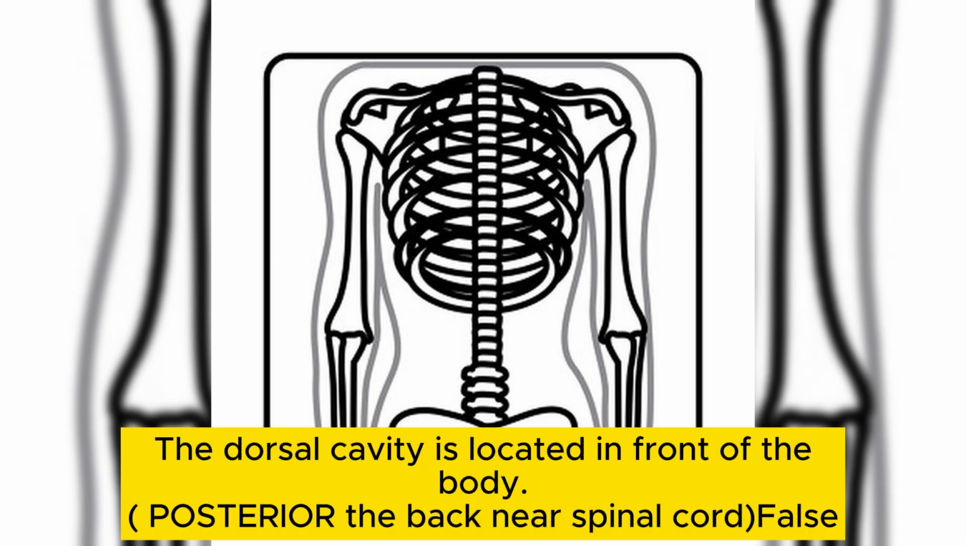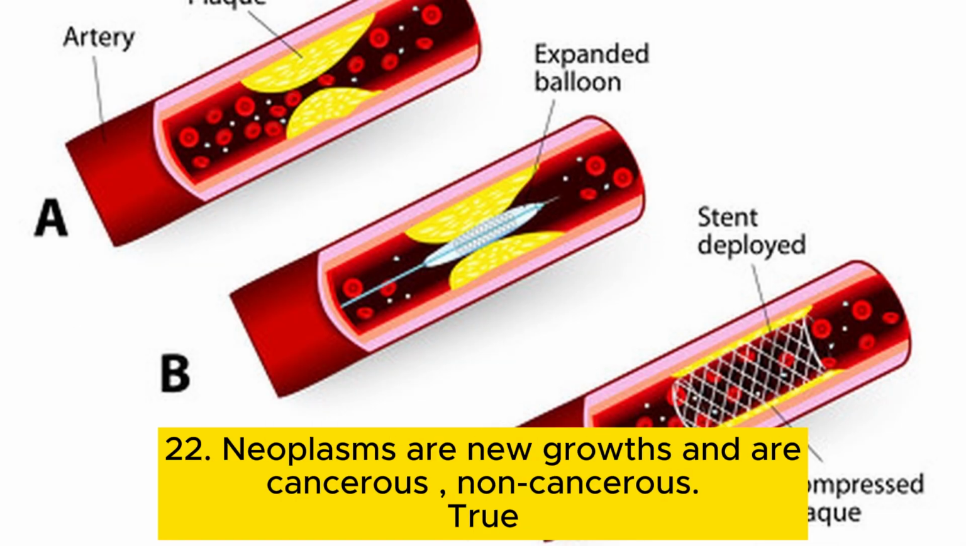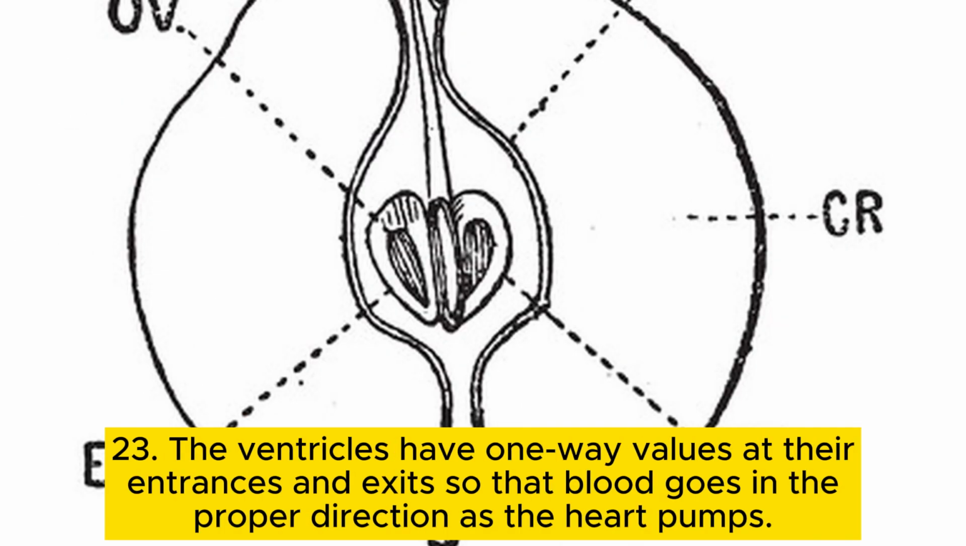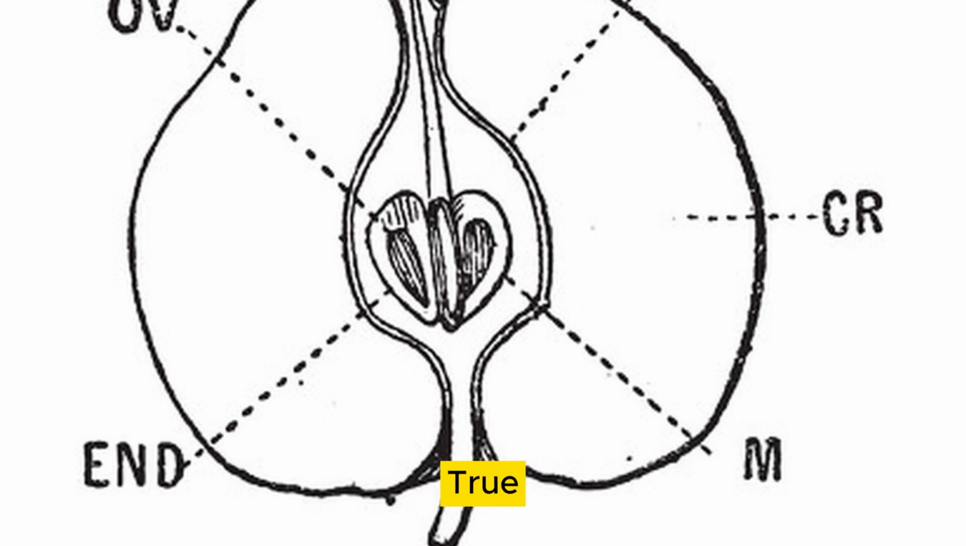21. The dorsal cavity is located in front of the body, the posterior, the back near the spinal cord. False. 22. Neoplasms are new growths and are cancerous or non-cancerous. True. 23. The ventricles have one-way valves at their entrances and exits so that blood goes in the proper direction as the heart pumps. True.